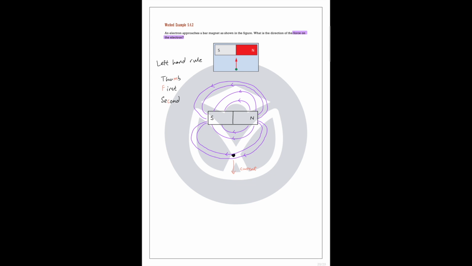So by pointing our second finger, the middle finger, towards us, and having the first finger, the index finger, pointing towards the left, we can then see that our thumb is pointing into the page. So here, the direction of force on the electron is into the page. And that is the answer. A tricky question, so pay attention when they ask regarding an electron.